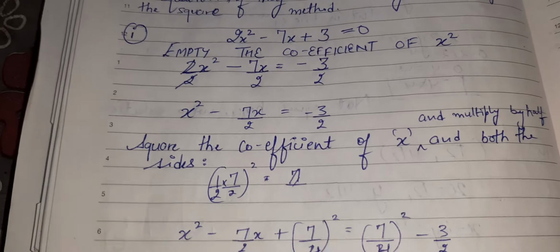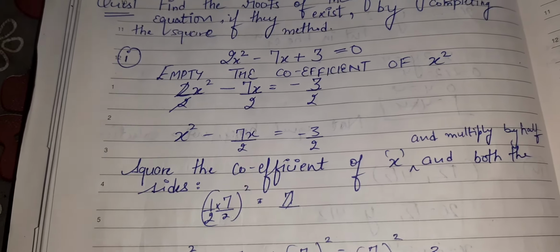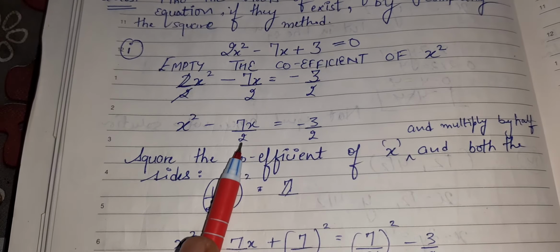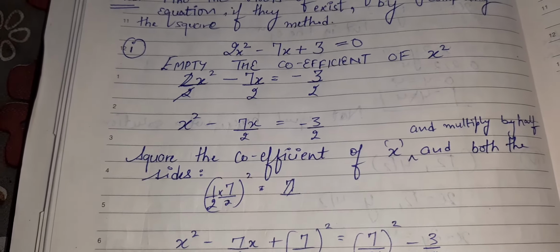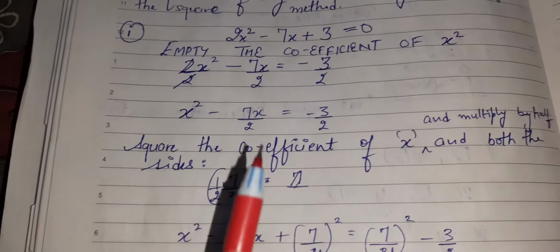Again, multiply the coefficient of x with half. Multiply the coefficient of x with half. 7 by 2 into 1 by 2, and just square it. And add this to both the sides. It will become 7 upon 4. 7 by 4 whole square is equal to 7 by 4 whole square. On both sides I have to add it.